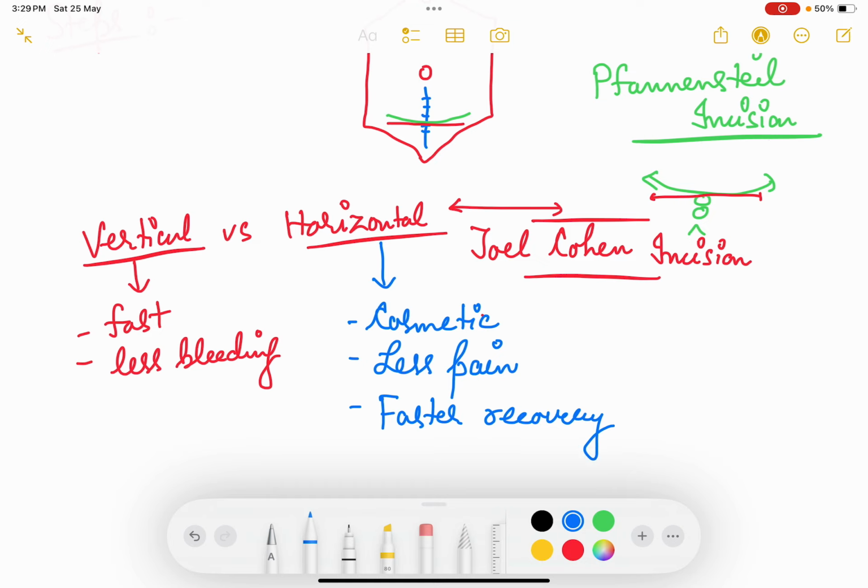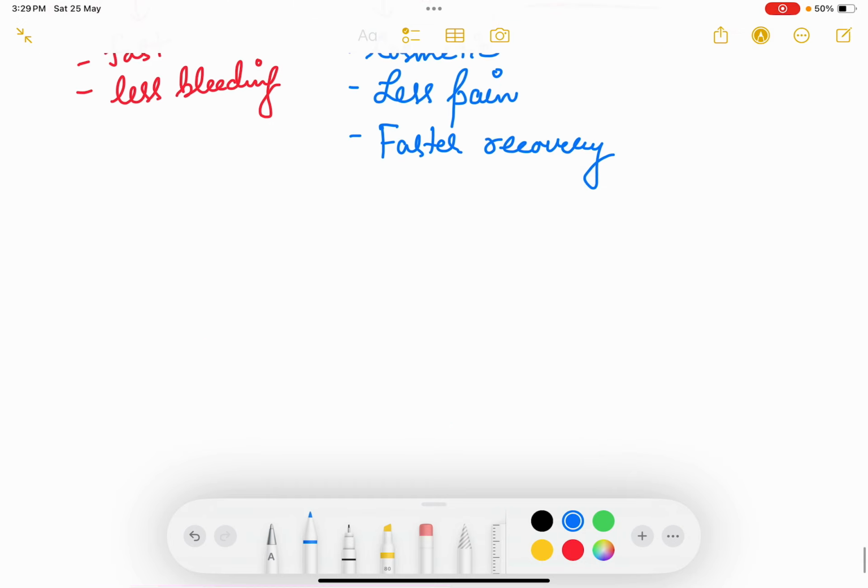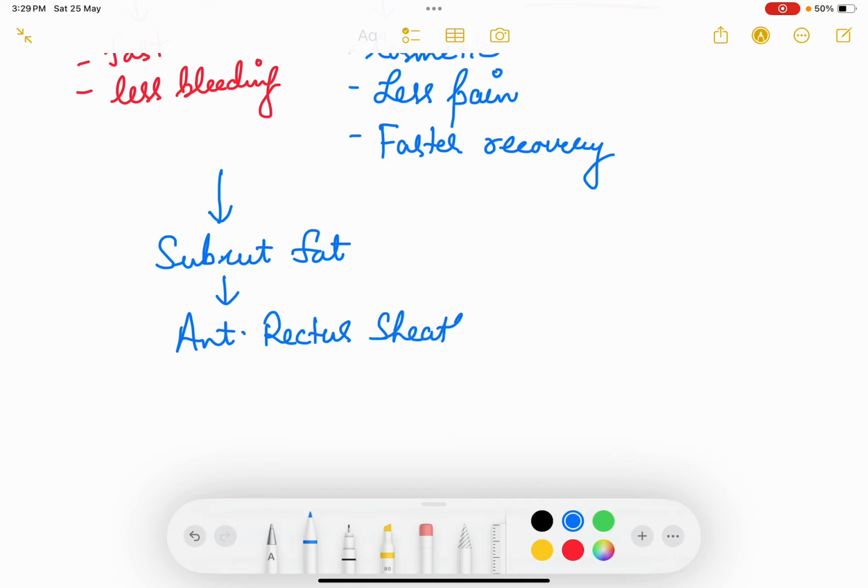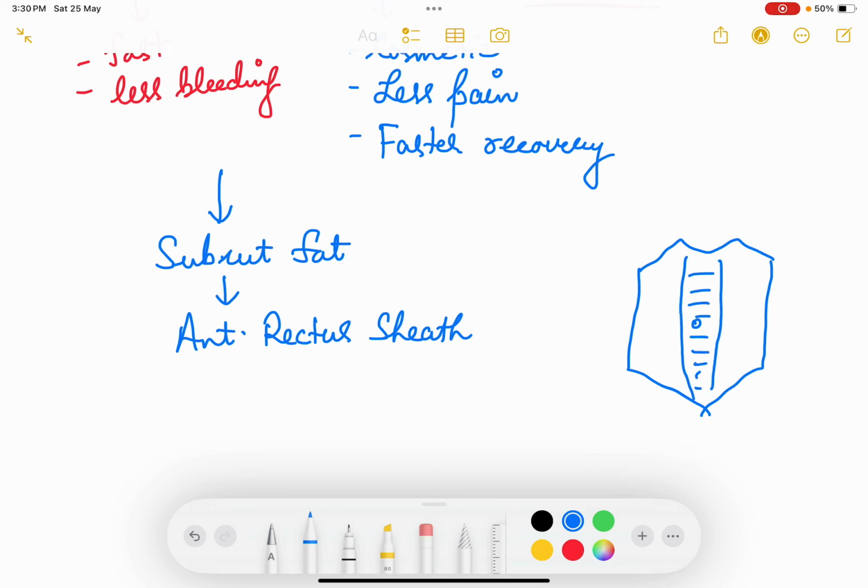Number 2, there is less pain with horizontal incision and faster recovery. Once you have incised the skin, the second structure you go through is subcutaneous fat. The subcutaneous fat is separated and then you come to the anterior rectus sheath, and you cut the anterior rectus sheath. Remember that above the umbilicus you have an anterior rectus sheath and a posterior rectus sheath, behind and in front of the rectus abdominis muscle.